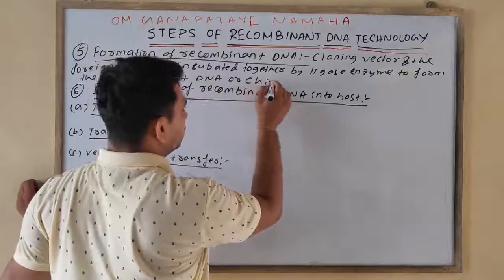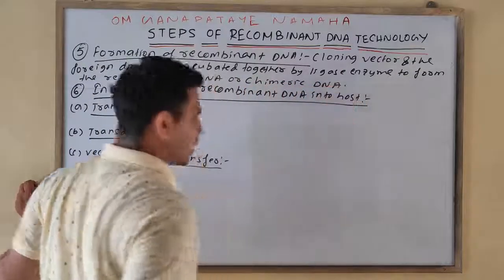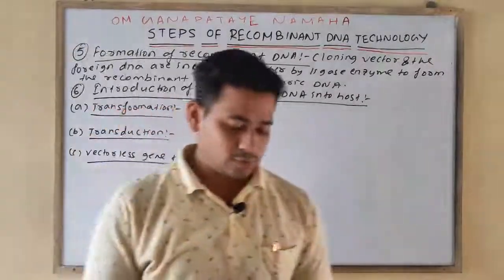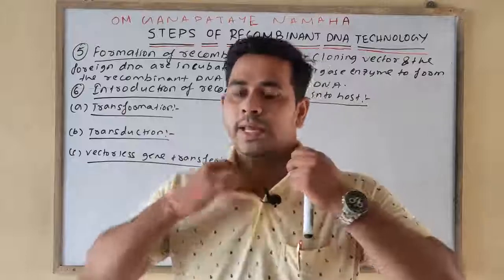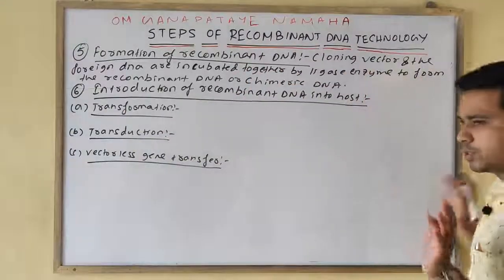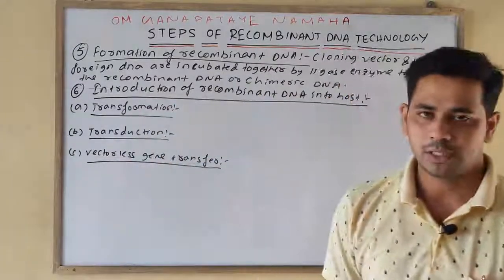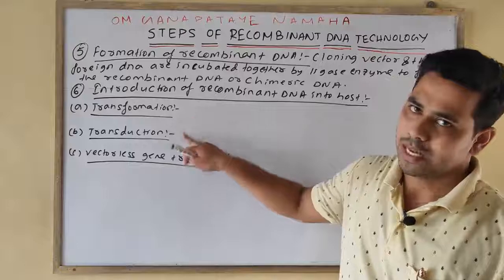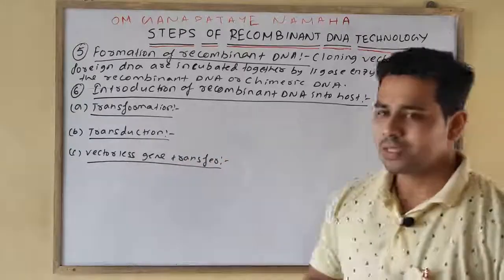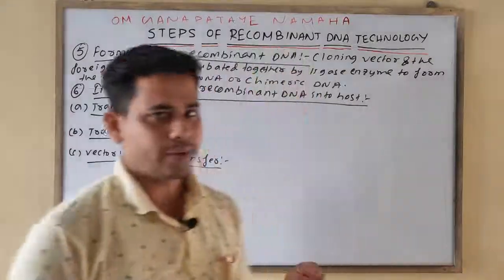It is also known as chimeric DNA. Remember, chimeric DNA means nothing but a recombinant DNA. Next, the introduction of the recombinant DNA into the host. Now the recombinant DNA is produced. How is the recombinant DNA transferred into the host? It happens in three ways: transformation, transduction, and vectorless gene transfer. Transformation means the direct transfer of naked DNA from the medium.